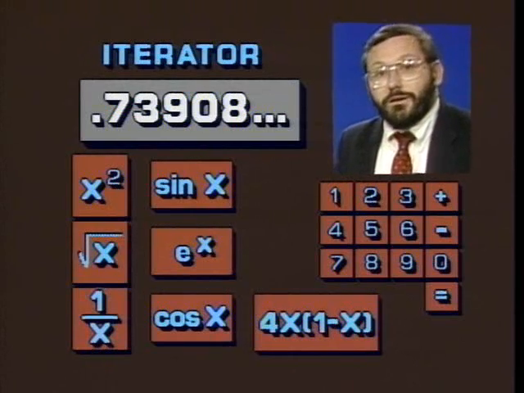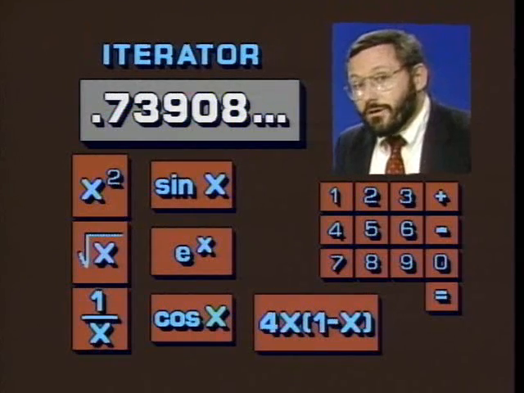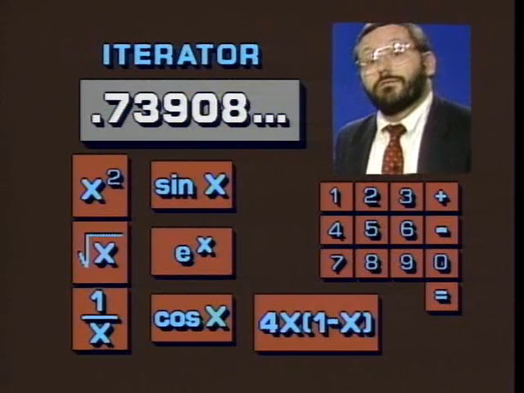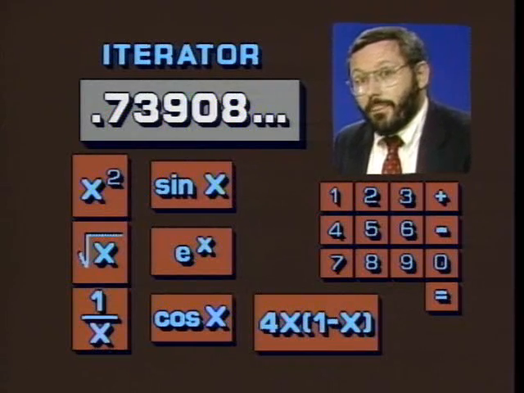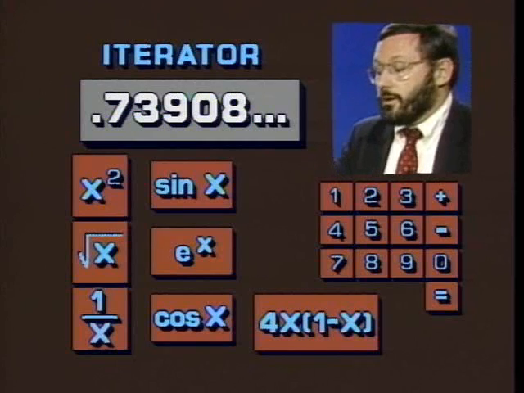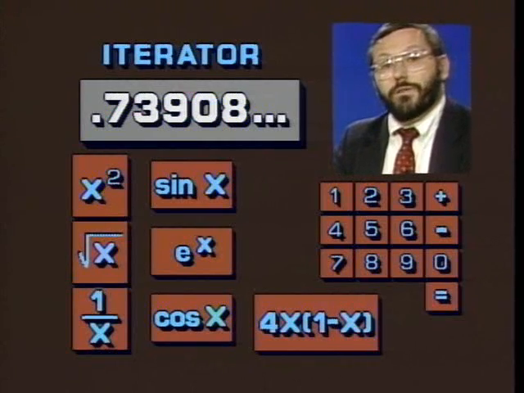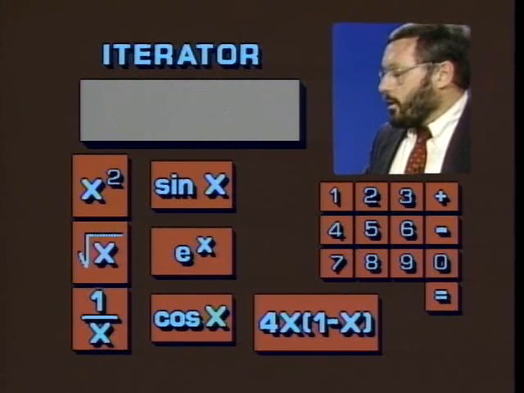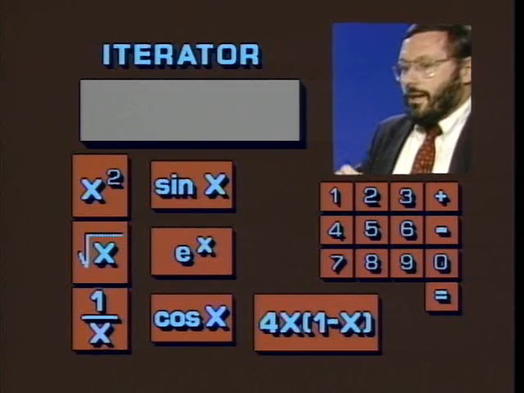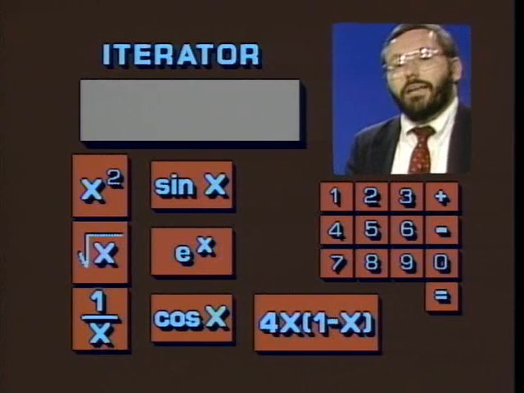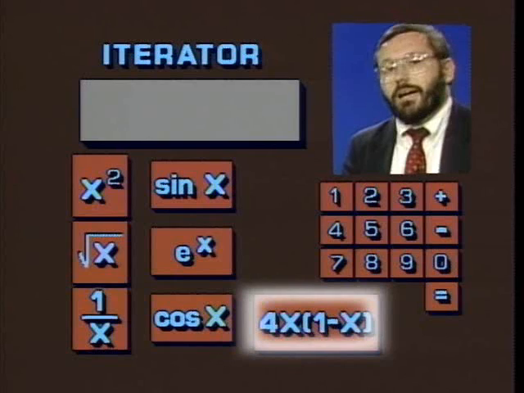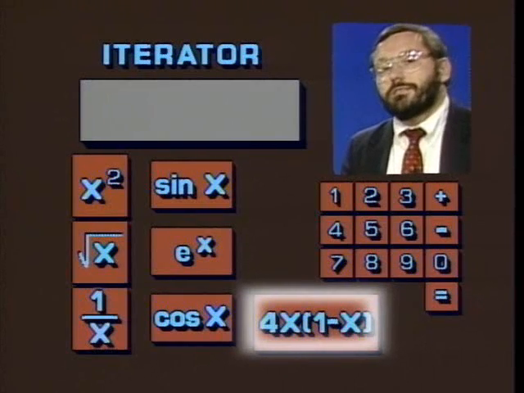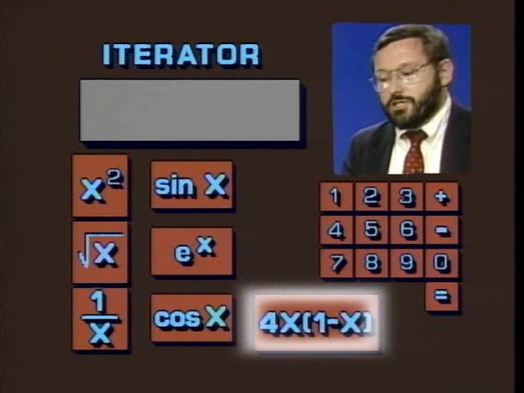But for now, notice that you now know what the result of the iteration of cosine will be. No matter what number you start with, when you iterate cosine, you always end up with that strange number. One last example. How about iterating the quadratic function 4x times 1 minus x? What happens when we iterate this simple quadratic expression?